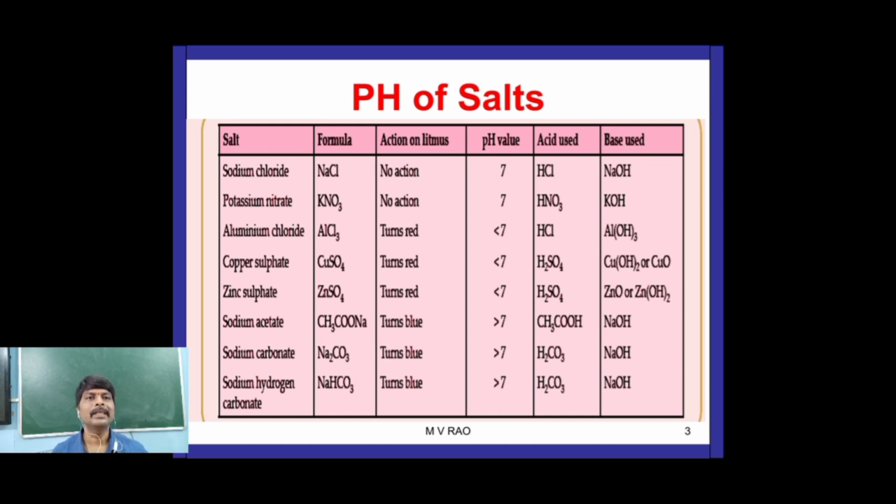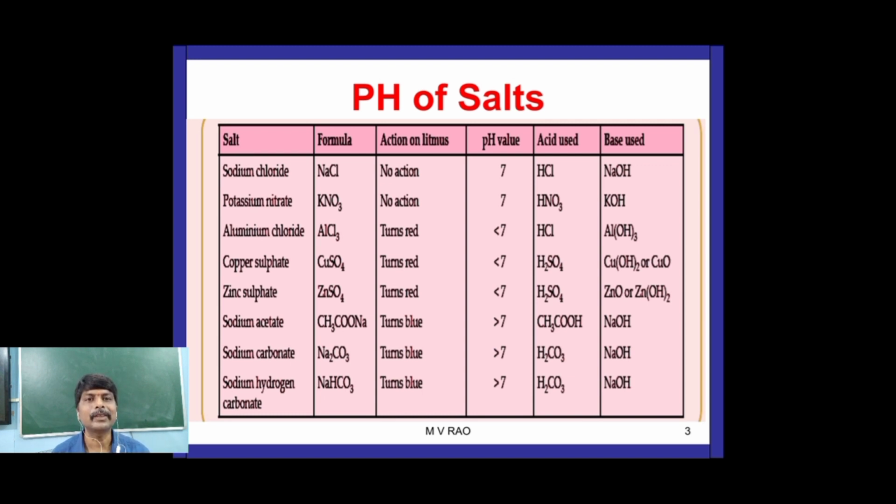nature. Next one, zinc sulfate. Formula is ZnSO4. This salt also turns blue litmus to red. Blue litmus to red means it is slightly acidic in nature. pH is less than 7. Zinc sulfate is there. So what is the acid? Sulfuric acid. Zinc metal, so zinc hydroxide is base. So H2SO4 sulfuric acid is strong acid, zinc hydroxide is weak base, so it is an acidic salt.